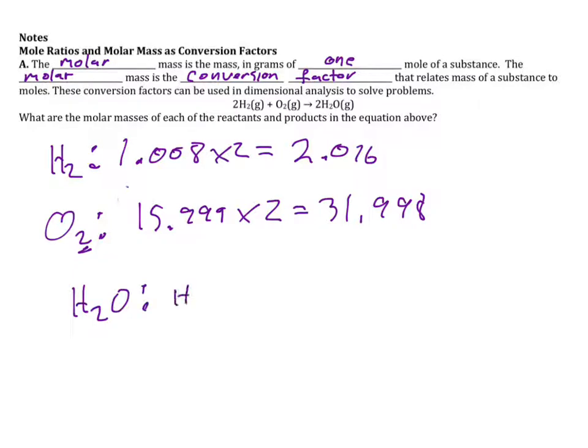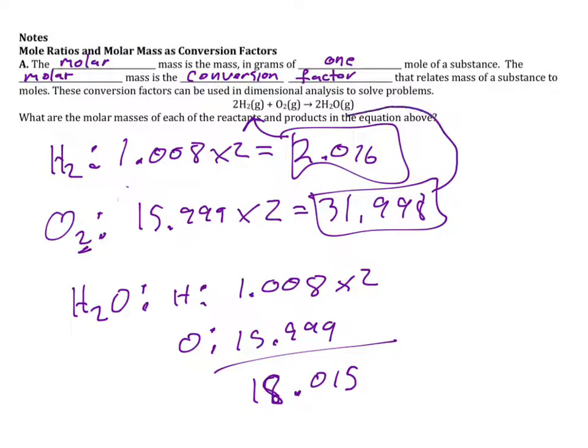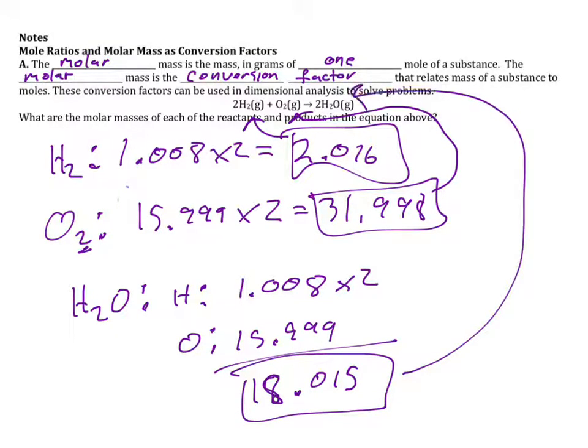And then we have H2O. Well, hydrogen again is 1.008. Oxygen is 15.999. But we multiply the hydrogen by 2 because there's 2 hydrogens. And then when you add this together, you get 18.015. And so this is the molar mass of that. This is the molar mass of that. And this is the molar mass of the water. And so again, this is not anything new.